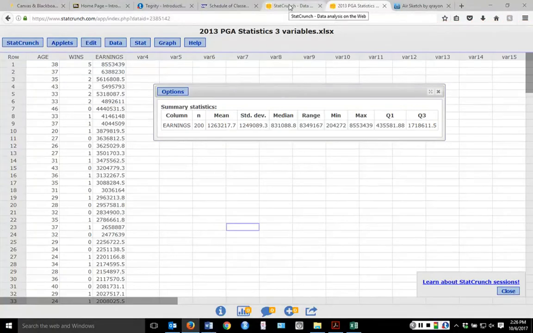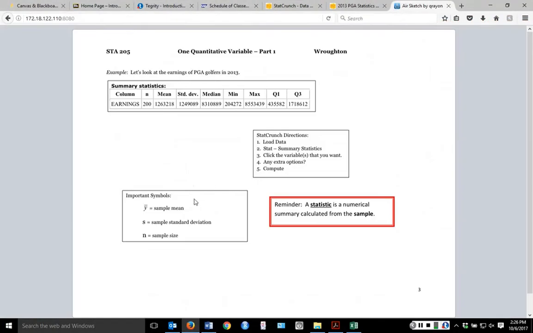Alright, so now actually looking at using those numbers. We got a mean of 1,263,218, a standard deviation of $1,249,089. The median looks like I got off a number; it should have a 0.8 there, which I'm not sure why it's not there. So I'll make sure I change that in your notes. So hopefully it's 831,089. So this should have been the decimal that I was rounding for you all. Then our min and our max, Q1 and our Q3.